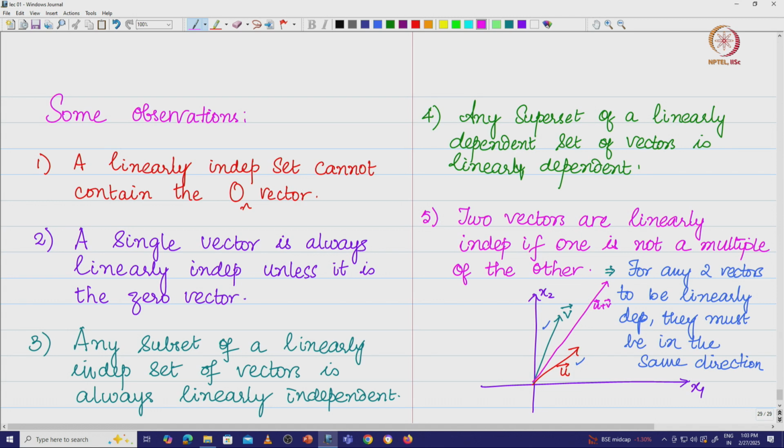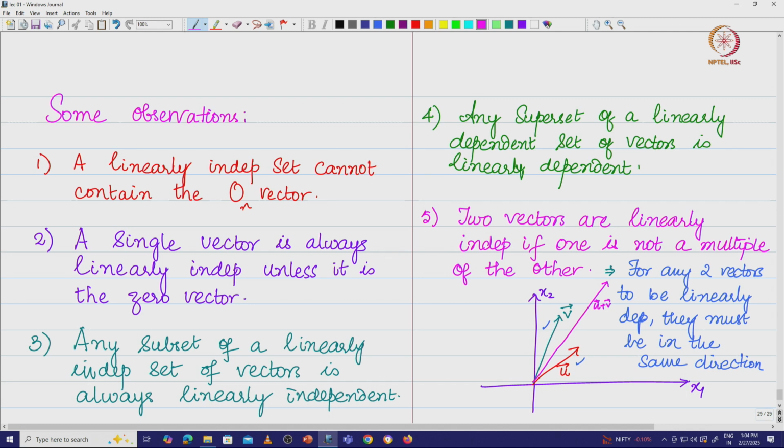Therefore, if you have 2 vectors, you just need to check whether they are multiples of each other for linear dependence. If you have more than 2 vectors, then you must also check if any of the vectors is a combination of the other vectors. If one or more vectors can be expressed as combinations of the other vectors, then the set is linearly dependent; otherwise, the set is linearly independent.